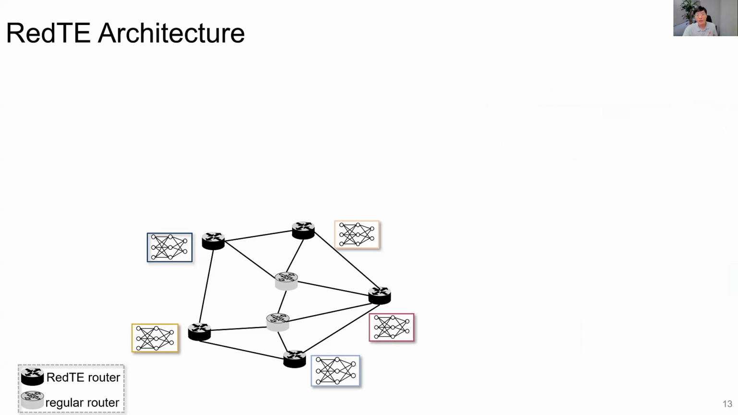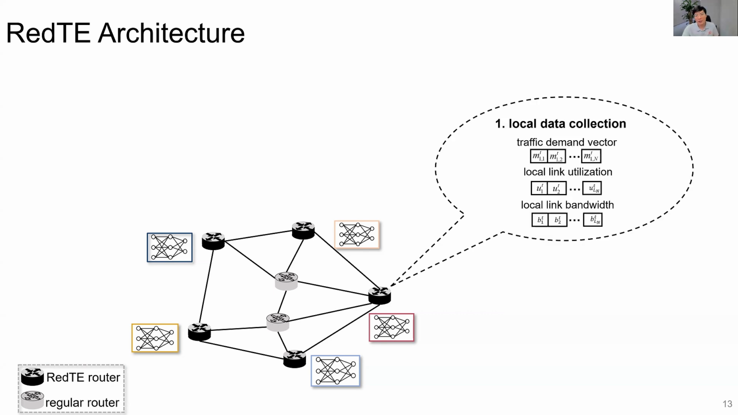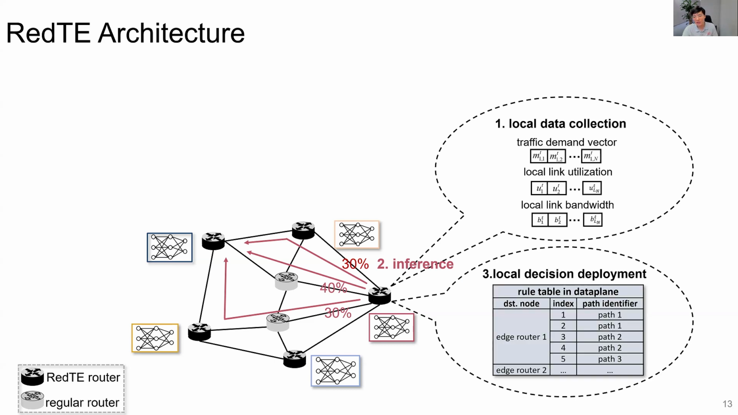This is the architecture and workflow of RedTE. RedTE routers are deployed only at the edge of the network. This makes deployment easier. The network transmission paths are predefined and implemented by segment routing. At each control loop, each RedTE router collects local information, including the link utilization, bandwidth, and the current traffic demand vector, and then conducts the inference to get the routing configurations, that is the traffic splitting ratio among multiple candidate paths. Finally, it will deploy the splitting ratios into the data plane.